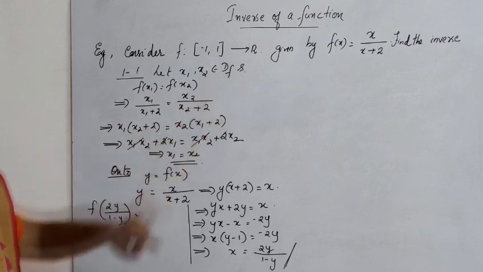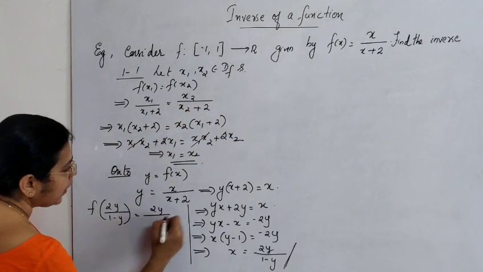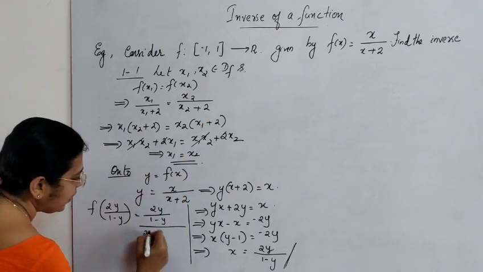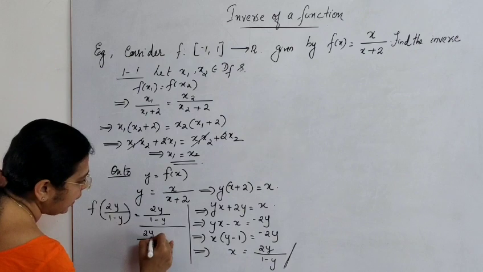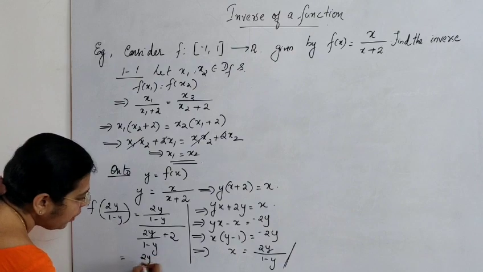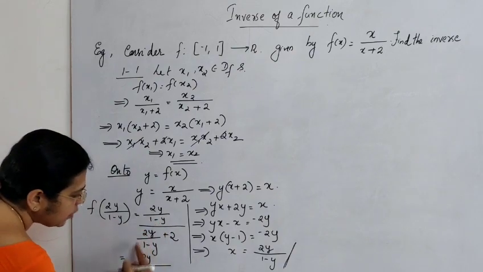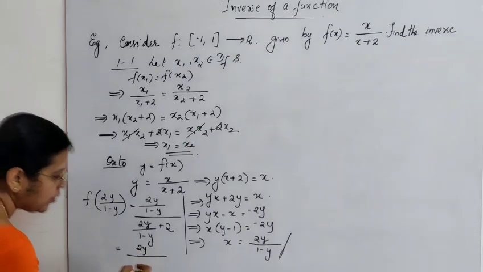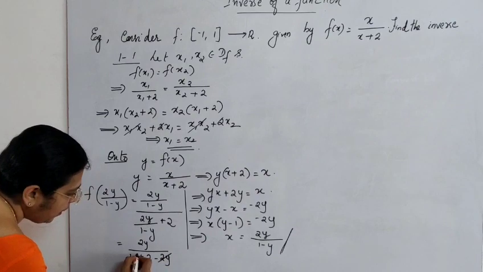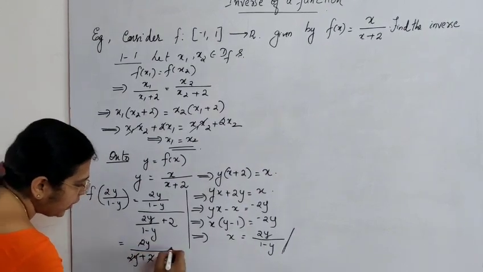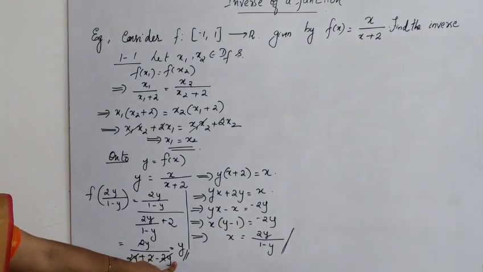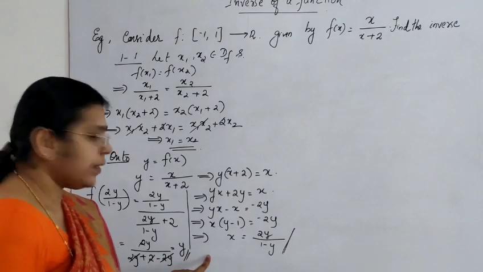What is f(x)? f(x) is x/(x+2). That is (2y/(1-y)) divided by (2y/(1-y) + 2), with 2y in the place of x. The denominators are the same, so when I cross multiply, 1-y cancels. 2y + 2 - 2y, so 2y minus 2y cancels. Further 2 and 2 cancel. What will I get? y. Right? So when I get this as y, I write that f is onto.